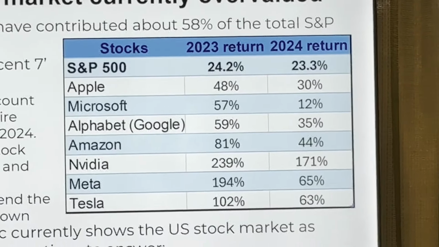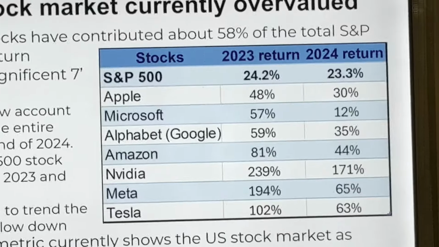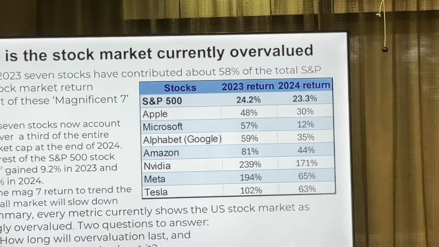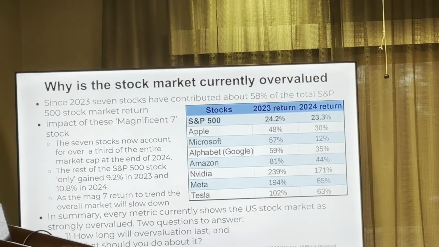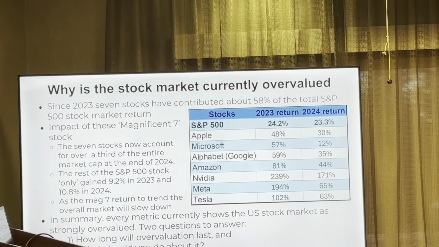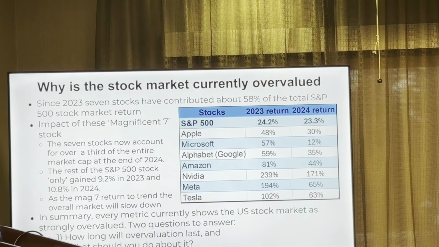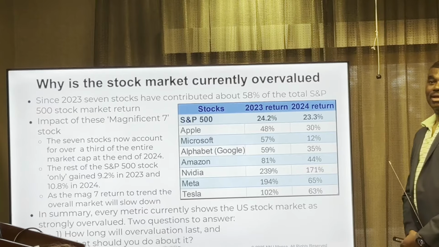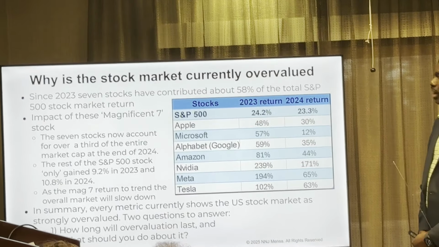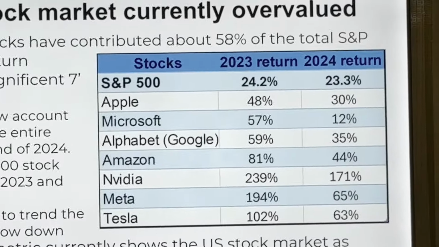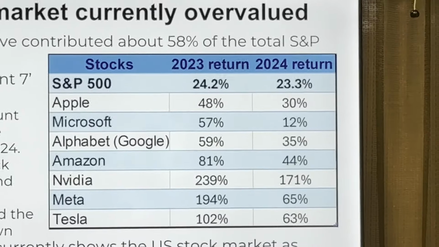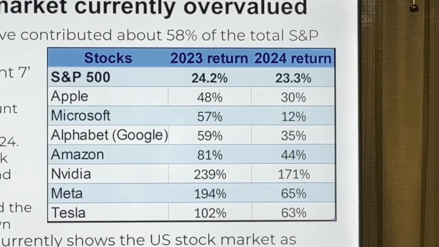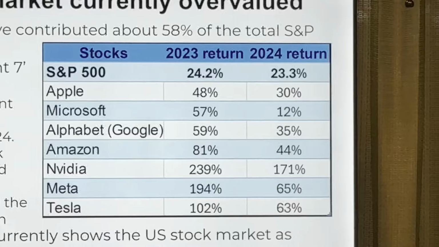So what do we do about it? So first of all, before we talk about what we do about it, why is it currently in an overvalued state? Well, since the beginning of 2023, 7 stocks have really driven about 58% of the total S&P 500 returns. 7 stocks. They are called the Magnificent 7 stocks.